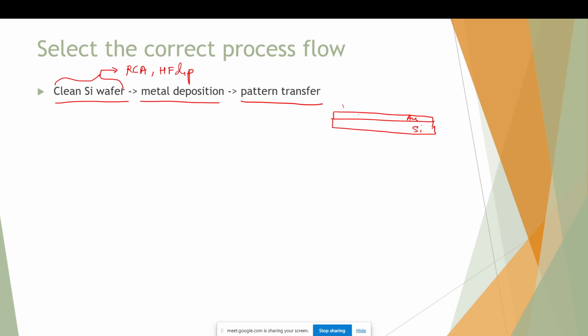So I'll just cover some parts of this with a photoresist, and the rest will get etched. So basically the end product would look somewhat like silicon and metal on top of it. So will this work? Does anyone want to answer?